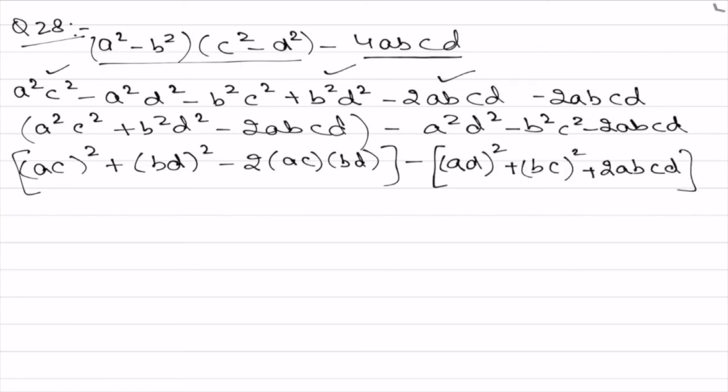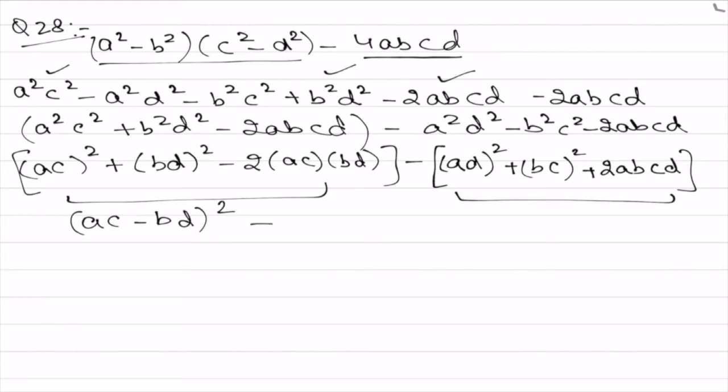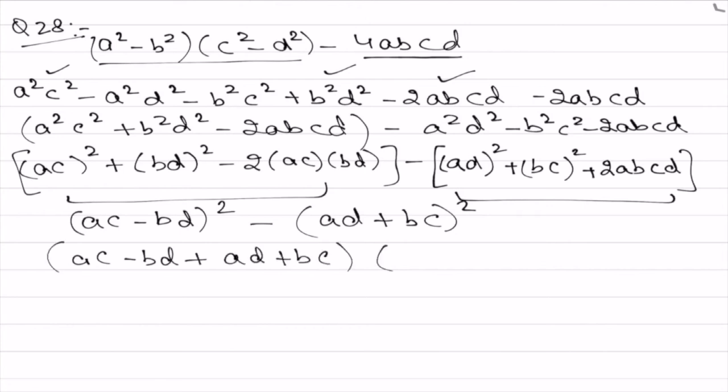So here we can see that this again becomes a formula, a minus b whole square, this first term, and the second term becomes a formula, a plus b whole square. So it becomes (ac minus bd) whole square minus (ad plus bc) whole square. Again now it's a square minus b square. So (ac minus bd plus ad plus bc), and the second is (ac minus bd minus ad minus bc), because when we are taking the minus sign, the signs will change. So these are the factors.